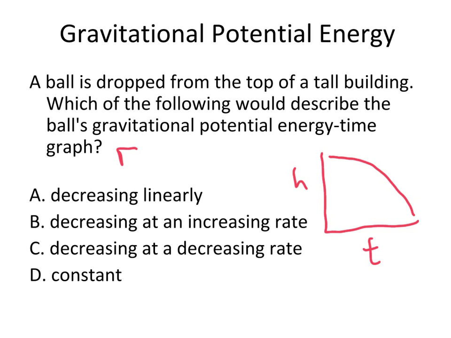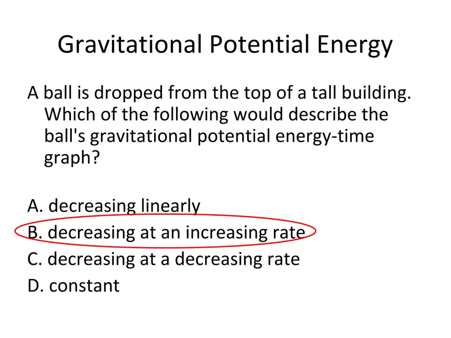We know that gravitational potential energy is equal to mass times g times h. Since mass isn't changing and g isn't changing, we know that the gravitational potential energy will also decrease with a graph that looks like this, where the graph gets a steeper negative slope over time. And so that means that the gravitational potential energy time graph is decreasing at an increasing rate.